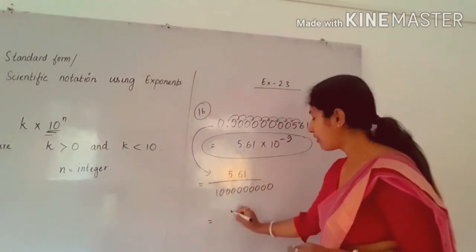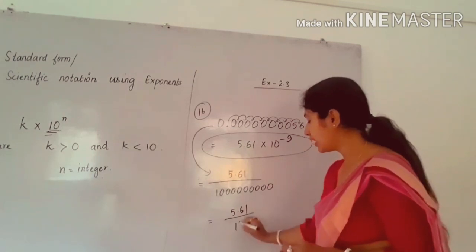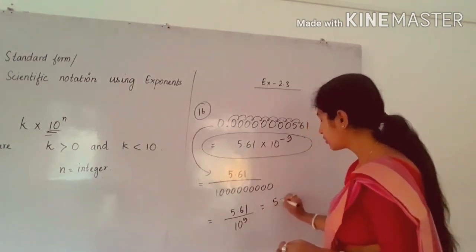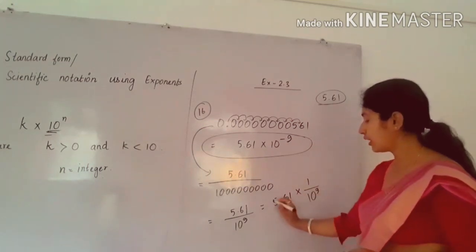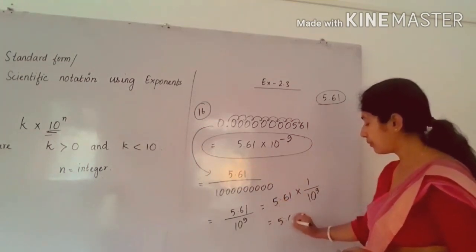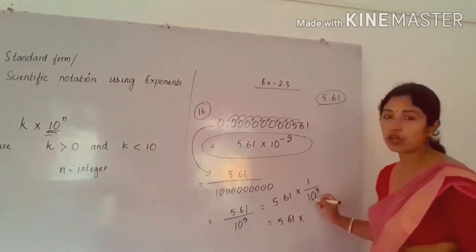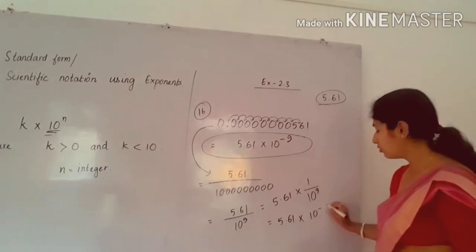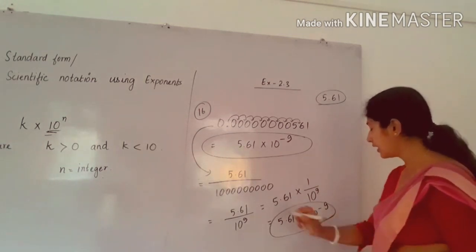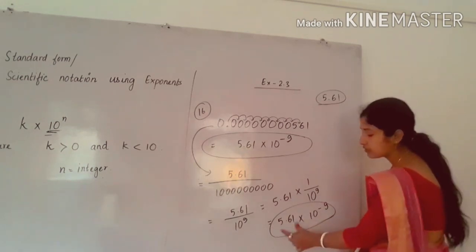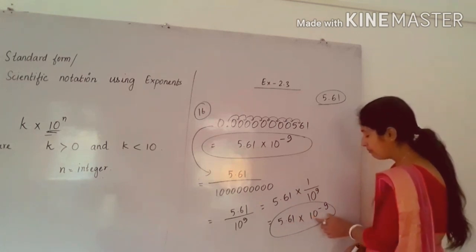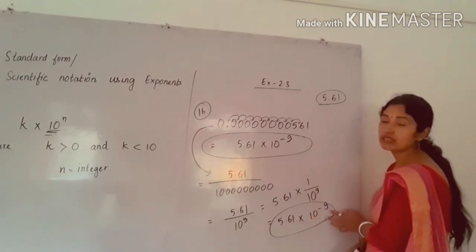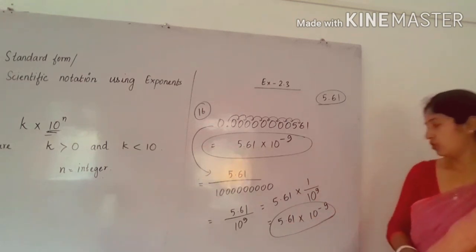So we can write again 5.61 whole divided by 10 to the power 9. Again we can express it as 1 by 10 to the power 9 into 5.61. Again we can write 5.61, and the reciprocal of 10 to the power 9 will be 10 to the power minus 9. So again you can check that the first number, 5.61, comes between 0 and 10, and 10 to the power minus 9, minus 9 is an integer.